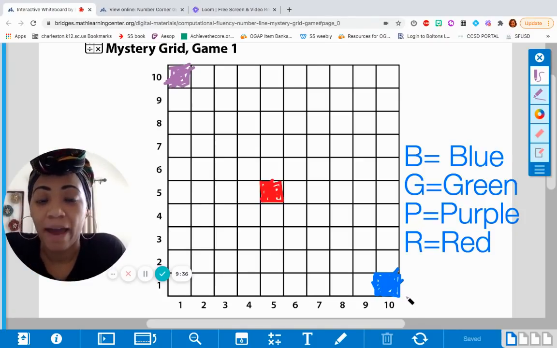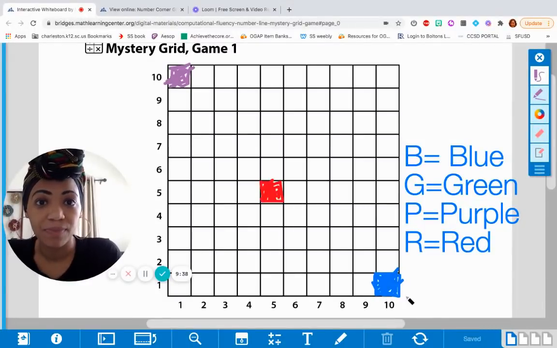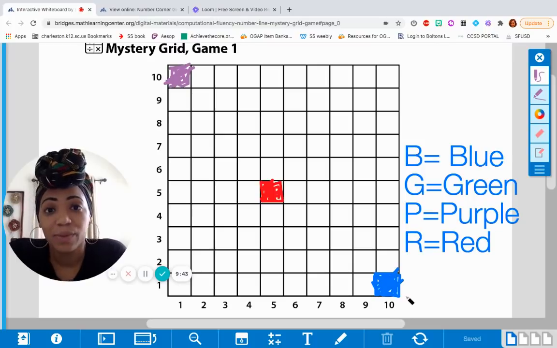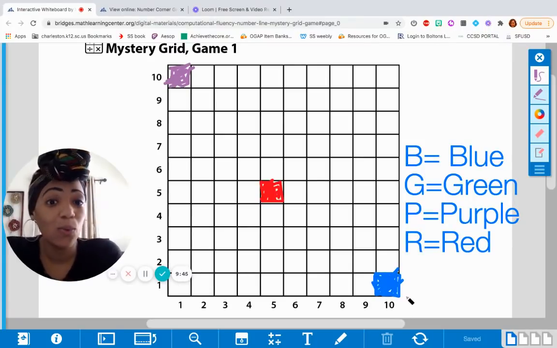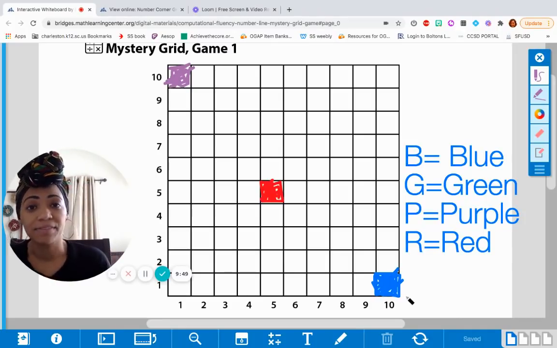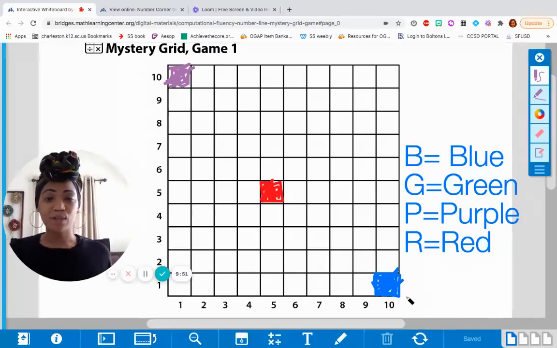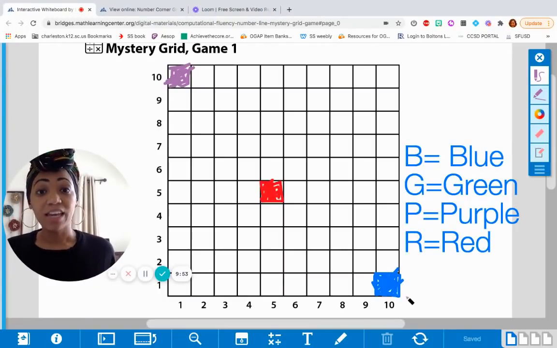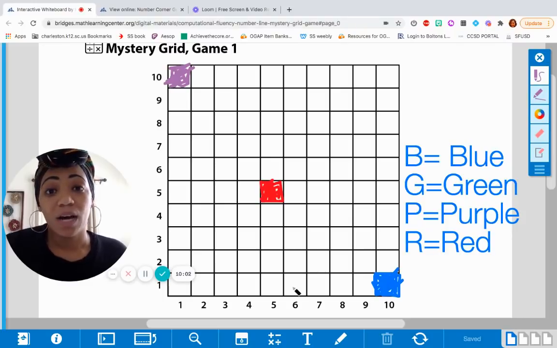What are some other factors of 20? Factor pairs. Good, we have 2 times 10 or, right, 4 times 5. So which one would you like to start with? Let me ask you this. If it was a 4 by 5, that means what could possibly be one of our pairs here?